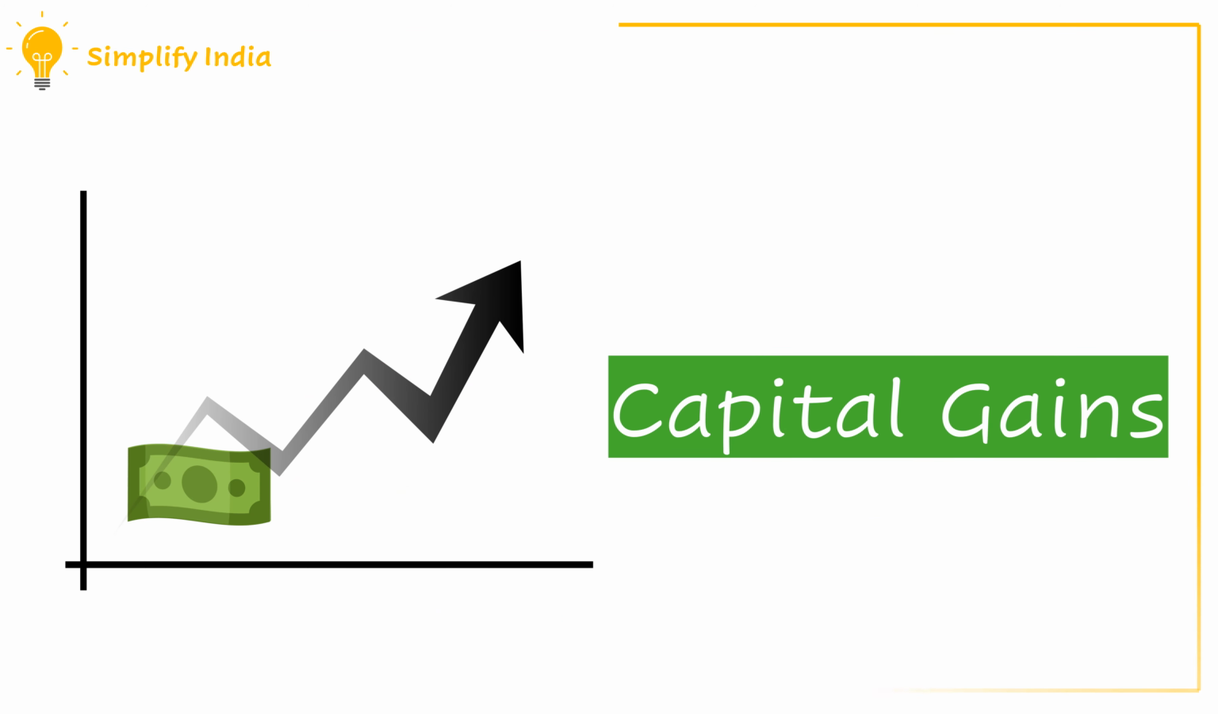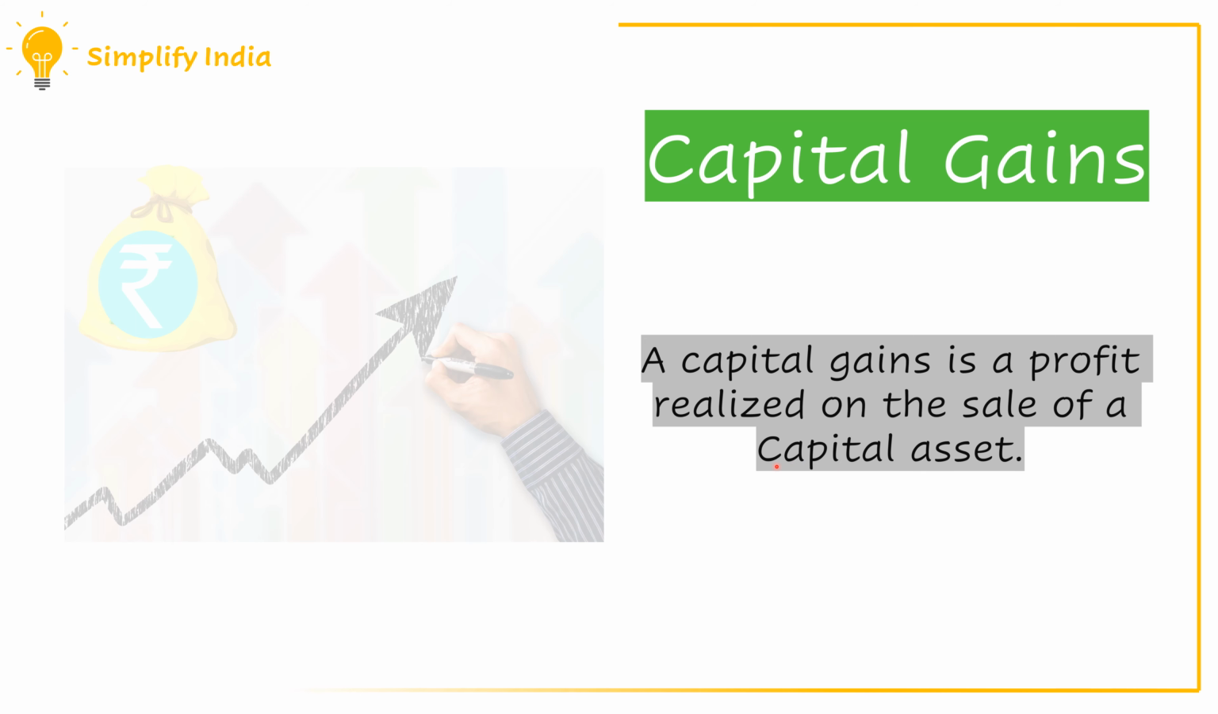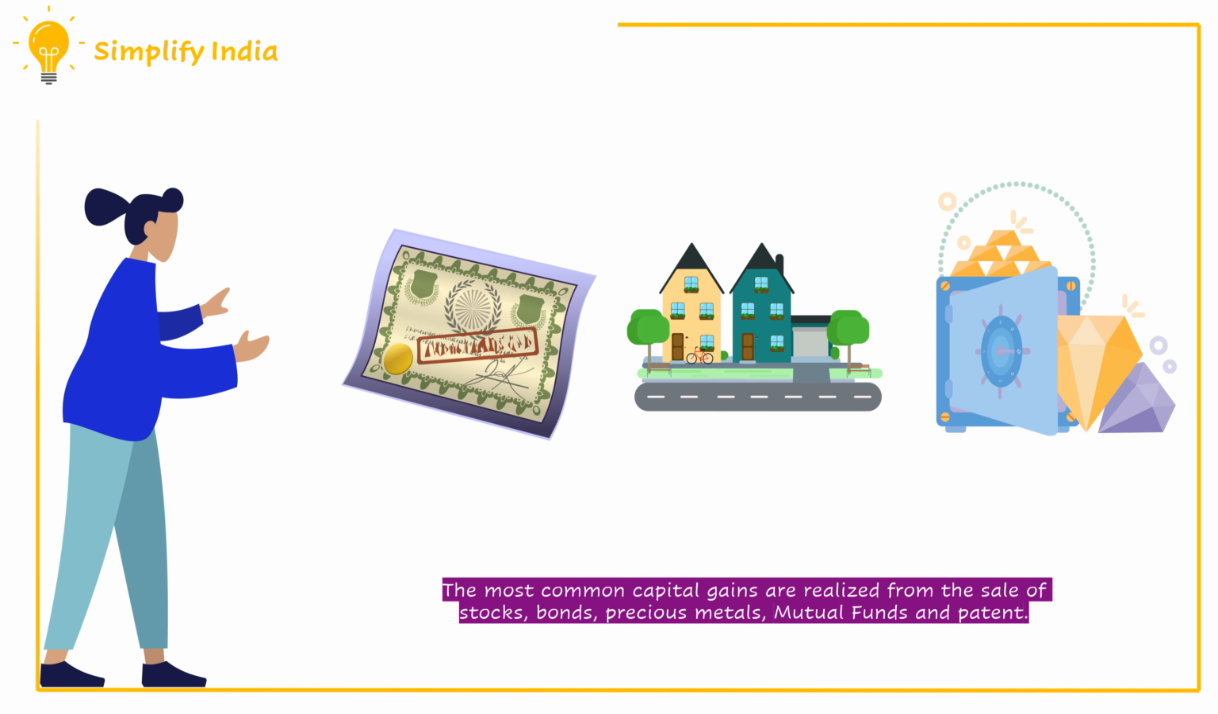Today we are going to learn about capital gains. First we are going to learn the meaning of capital gains. A capital gain is a profit realized on the sale of capital assets. It means whenever we sell any capital asset, the profit or earnings we make is known as capital gains. These capital assets include shares, house property, or precious metals like jewelry, and it also includes intangible assets like patents, trademarks, etc.